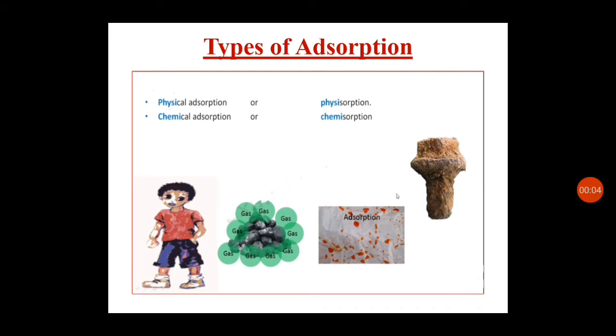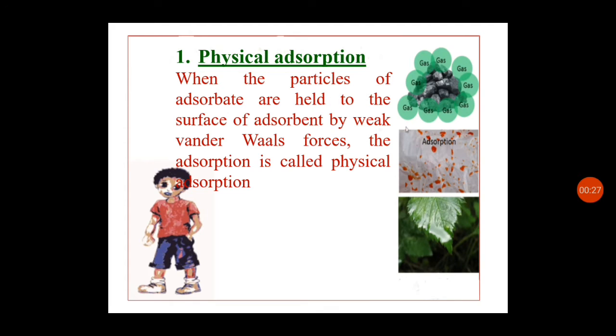Types of adsorption. As told earlier, there are two types of adsorption: physical adsorption, also known as physisorption, and chemical adsorption, also known as chemisorption. Some examples are shown here, like gas adsorbed on charcoal, ink on paper, and rust on an iron nail. So these are all adsorption. Physical adsorption occurs when there is physical attraction, that is, van der Waals force of attraction between adsorbate and adsorbent. So physical forces are involved, so it is physisorption.